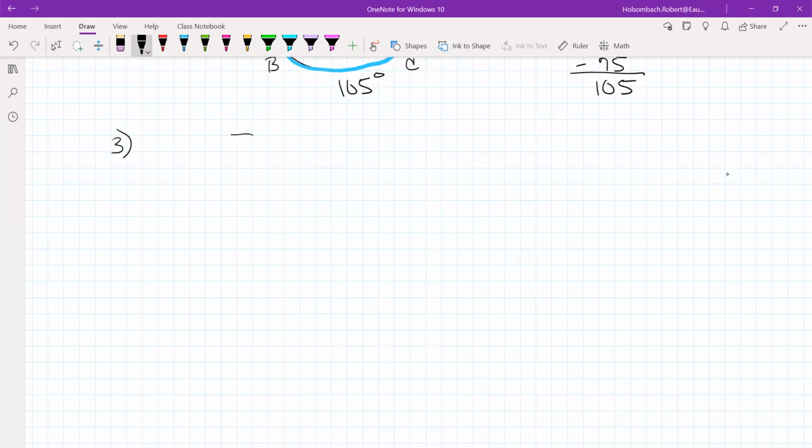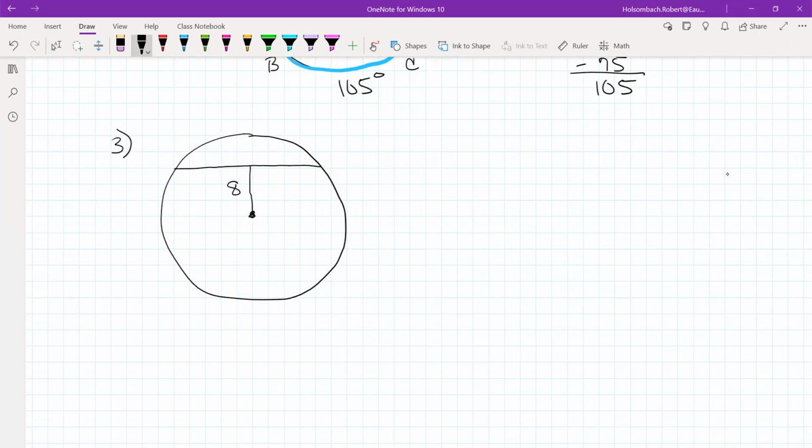Problem number 3. We've got a circle with a chord, and a segment from the chord to the center is 8 units long. From the center to the edge of the circle, we've got a radius that's x units long. We're told this chord is 15 and it intersects with this piece of the radius at 90 degrees.